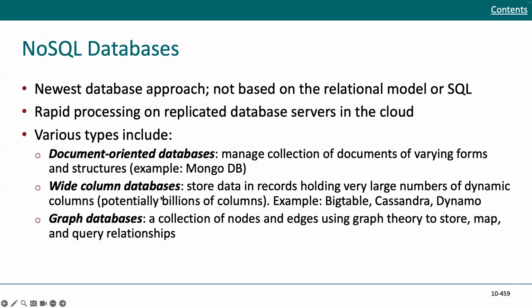You can have a document-oriented database, and they manage a collection of documents of various forms and structures. MongoDB, which may be something that you have utilized, say for mobile apps, could be an example there. You could also have wide column databases. They store data in records holding very large numbers of dynamic columns, which could potentially be billions. Examples are Bigtable, Cassandra, and Dynamo.